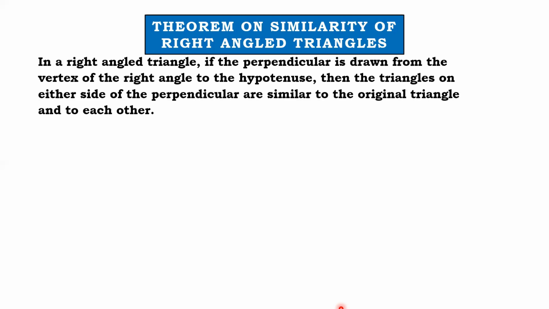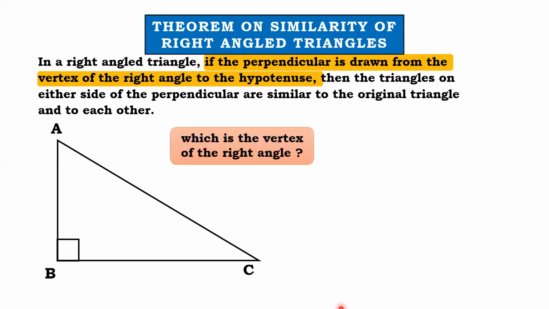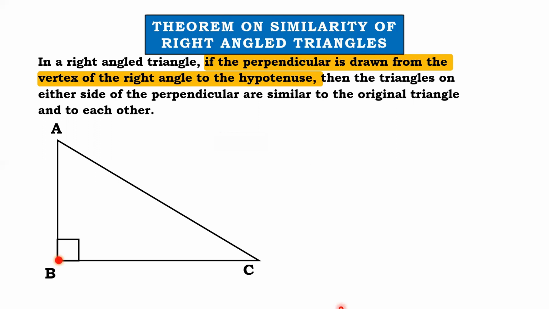So in a right angle triangle, let us have a right angle triangle. Now in this right angle triangle, a perpendicular is drawn from the vertex of the right angle to the hypotenuse. Now tell me students, which is the vertex of the right angle? Yes, the vertex of the right angle is B. And which is the hypotenuse? Yes, the hypotenuse is AC. So from B to the hypotenuse, a perpendicular should be drawn.